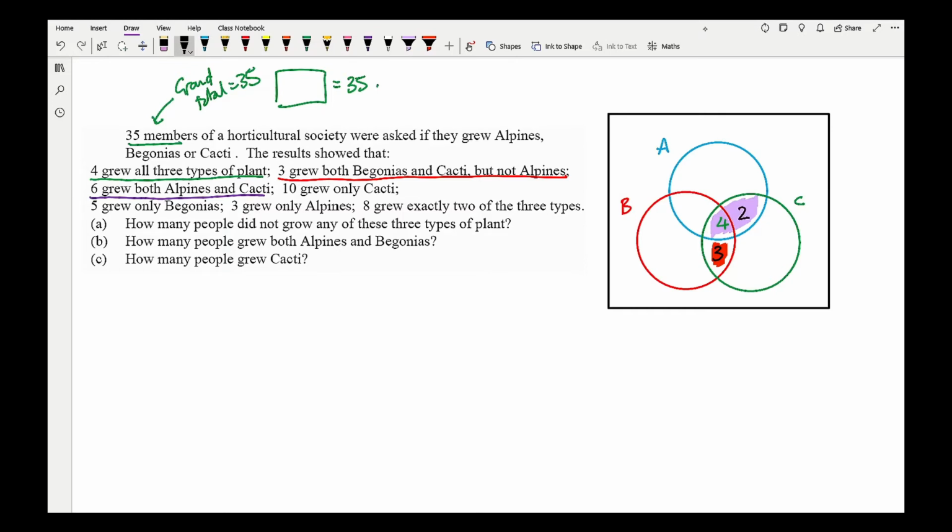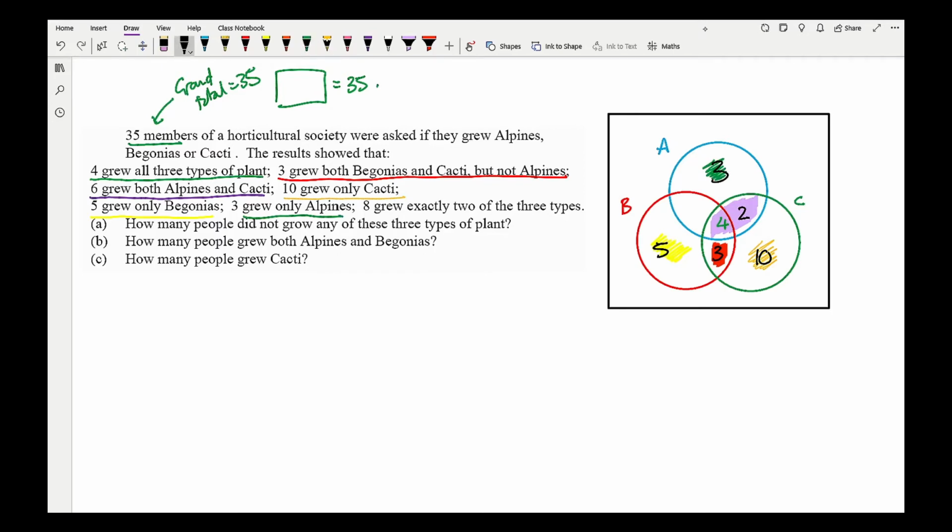Then we've got 10 grew only cacti, so that's going to be 10 grow only C, so this area here is a bit that's only C, so that there is 10. Then moving on to the next one, I'm slowly running out of colours, so it says 5 grew only begonias, so the area that's only B is this region here, so that there is going to be number 5. And then it says that 3 grew only alpines, so again using a different colour, let's go for green. So only alpine, so only A is this region here, and that's going to be 3.